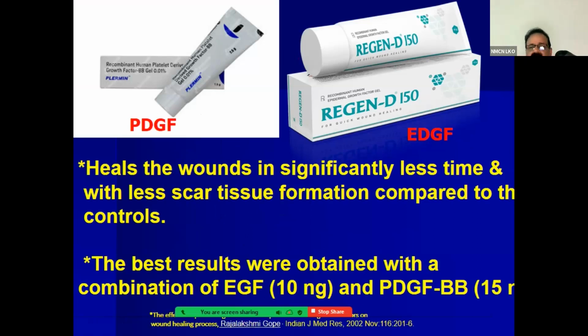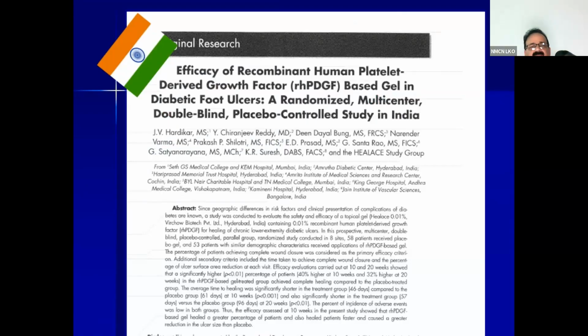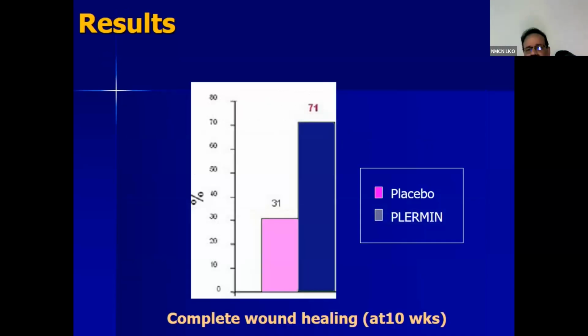In the study, they have shown that they heal the wound in significantly less time and with less scar tissue formation in comparison to the control. In an Indian trial done by Raj Lakshmi Gope, she found that if you use a combination of both, the chances of healing the ulcer are much higher. Another trial, done by J.V. Hardika, showed that complete wound healing was seen in more patients when Plarmin, the platelet-derived growth factor, was used in comparison to placebo.